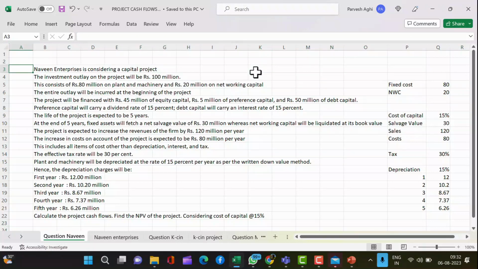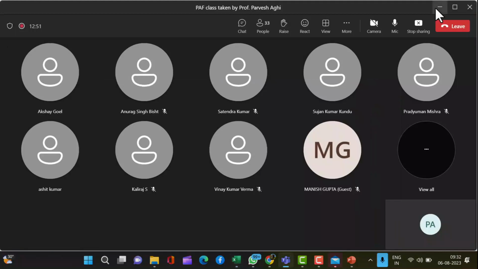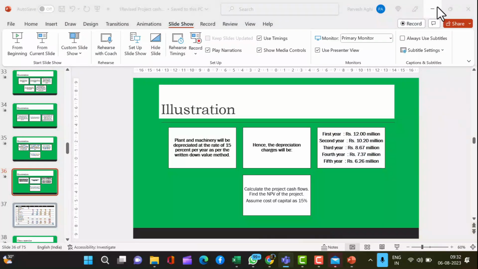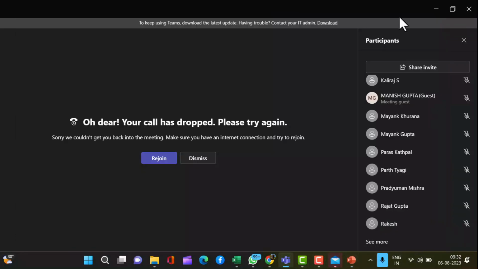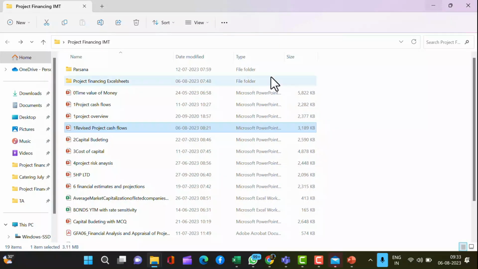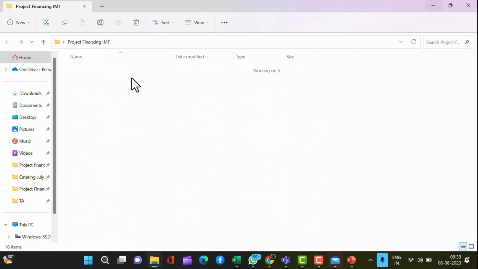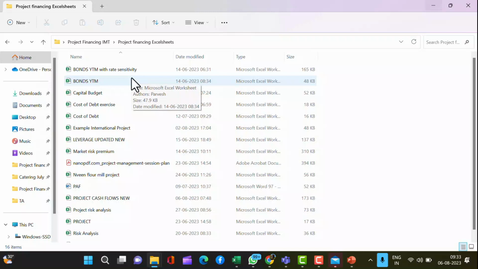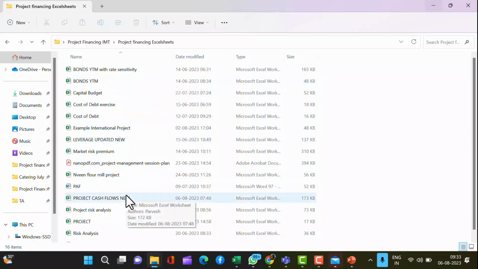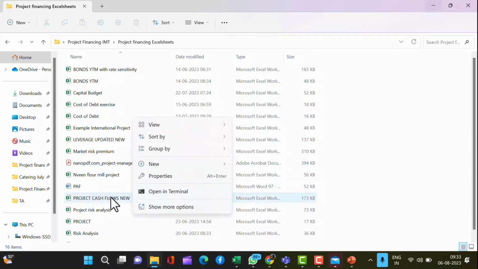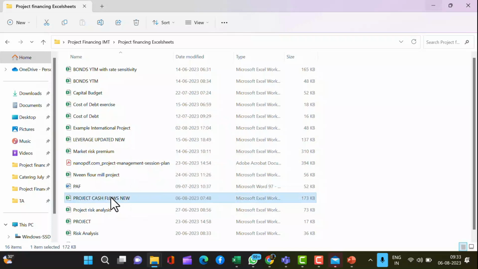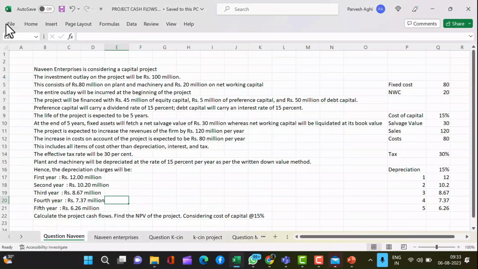What is the name of this Excel sheet, sir? Okay, I'll just see. It is in the lecture PPTs for project financing. It is Project cash flow new. Yes, Project cash flow new. Okay, open.